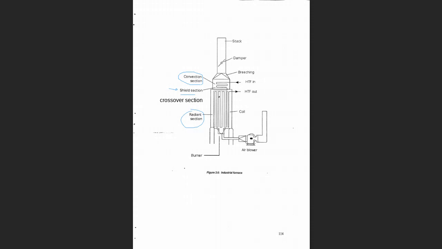And as you can see, after the convection section, we have the stack from which the flue gases after combustion go to the atmosphere. And you can see that the coil is very clearly shown that you have a vertical tube furnace in here with multiple passes. 1, 2, 3, 4, 5, 6, 7, 8, probably 10 passes.